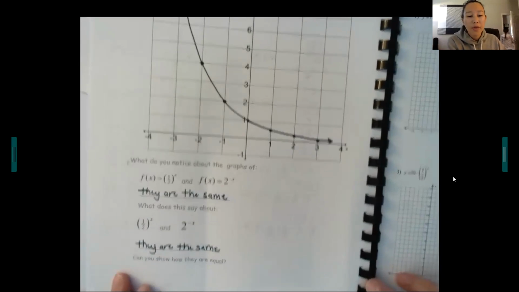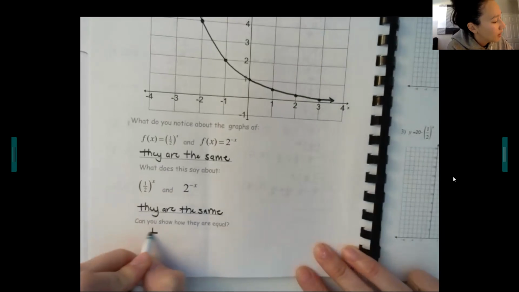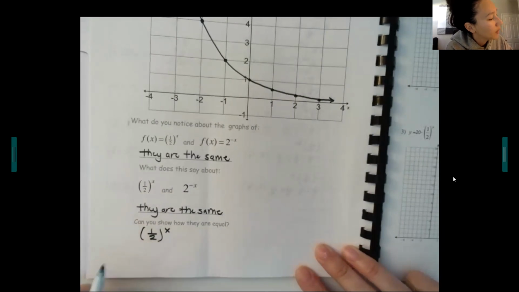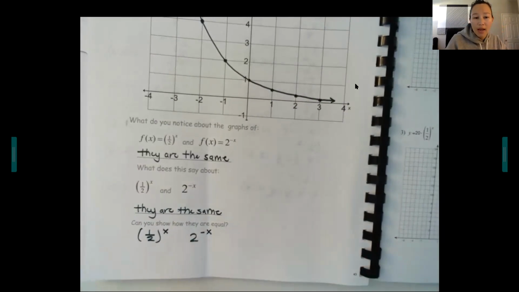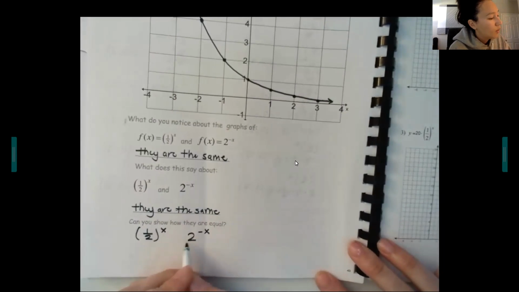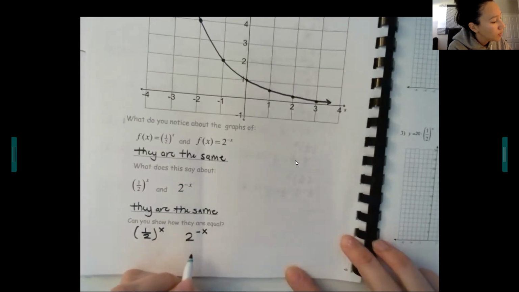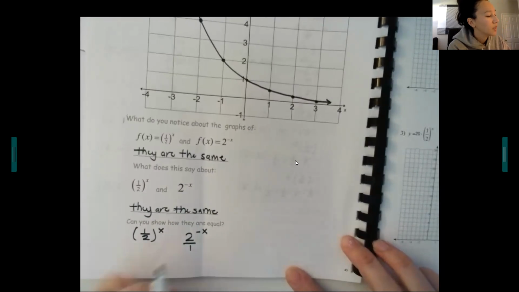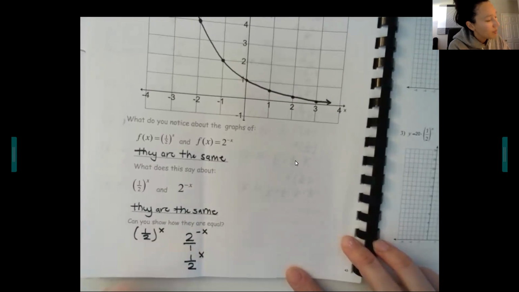Okay, so can we show that they are equal? Yeah, so if we have 1/2 to the x power, let's get rid of our negative exponent for 2 to the negative x. To get rid of the negative x, we just take the reciprocal, right? So the reciprocal of 2, it's 2/1, right? So we would flip that and it would be 1/2. And then the negative exponent becomes a positive exponent.